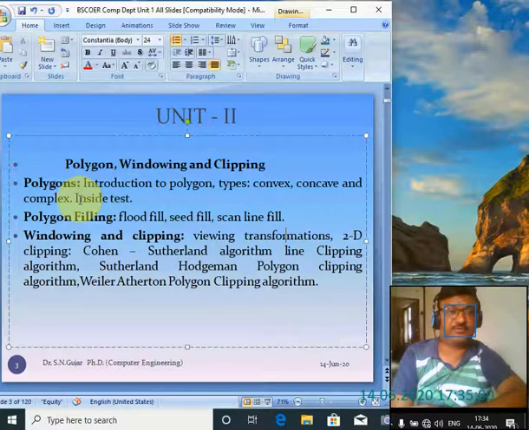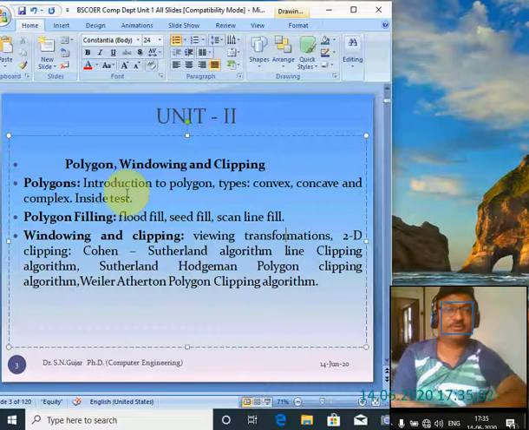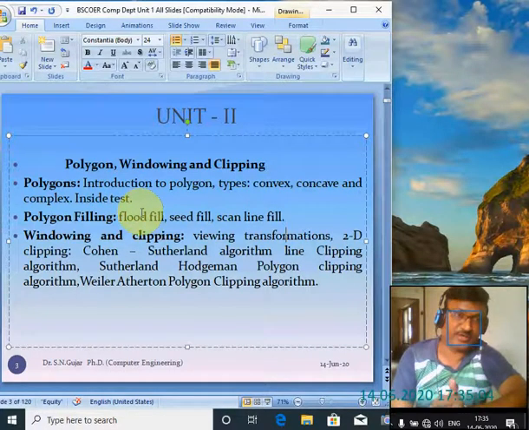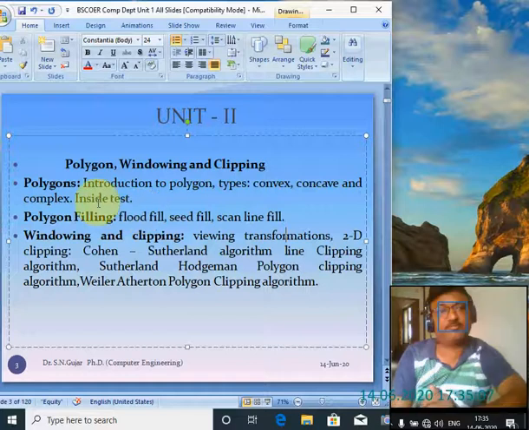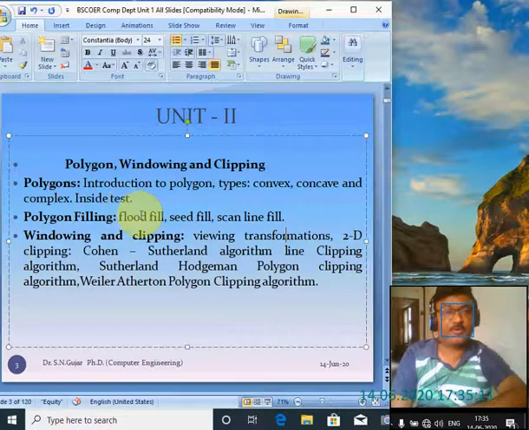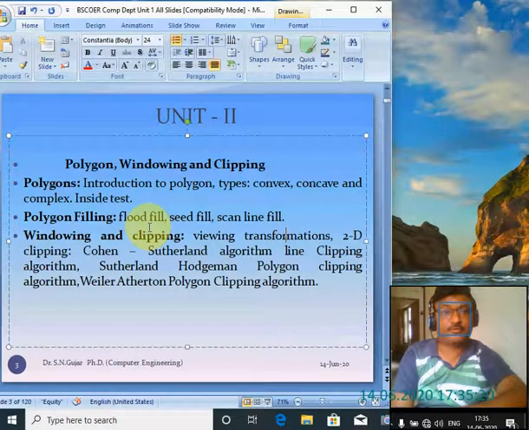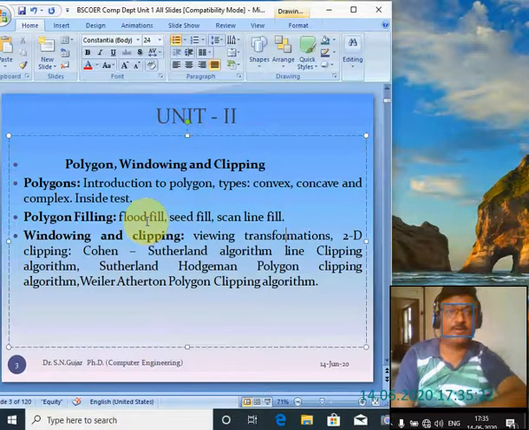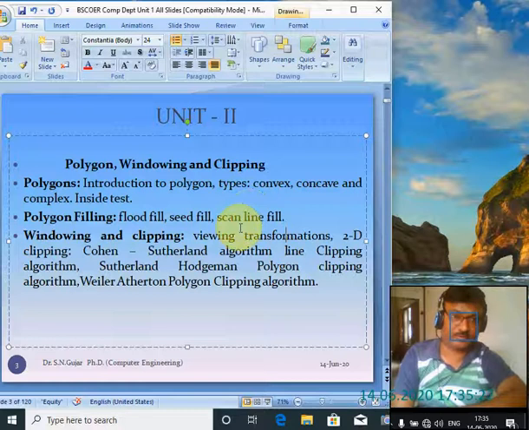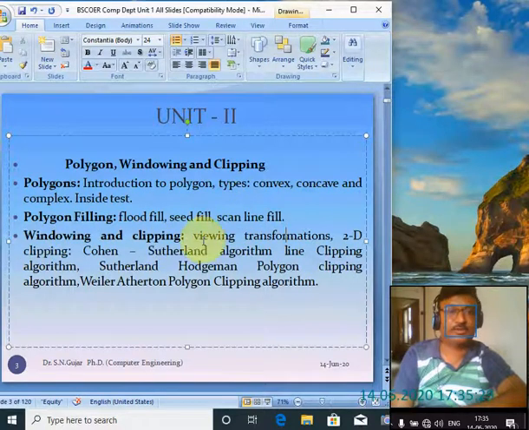Then the inside test. What is the inside test? Suppose I consider any point, whether that point is inside the polygon or outside the polygon. That is why it is called the inside test. Then you have to fill the polygon by using flood fill, seed fill, and scan line filling algorithms. These are the three algorithms that we are going to learn in this unit number 2. Here you fill the inside area of the polygon with a different color. Then windowing and clipping, viewing transformations, 2D clipping.